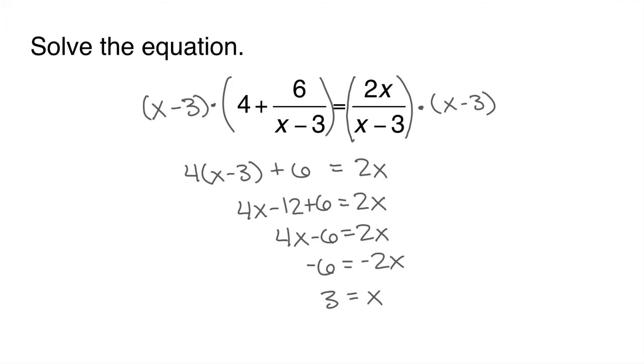Now let's substitute 3 in for x into the original equation and determine if a true statement results. If we substitute 3 for x in the original equation, note that both of our denominators, which are x minus 3, would equal 0. Therefore, this original equation is not defined for x equals 3, and therefore that is not a solution, and this equation has no solution. We also say that the solution is the empty set.